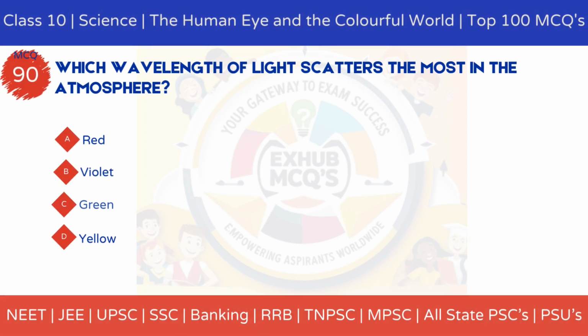90. Which wavelength of light scatters the most in the atmosphere? Option A. Option B, violet. Option C, green. Option D, yellow.